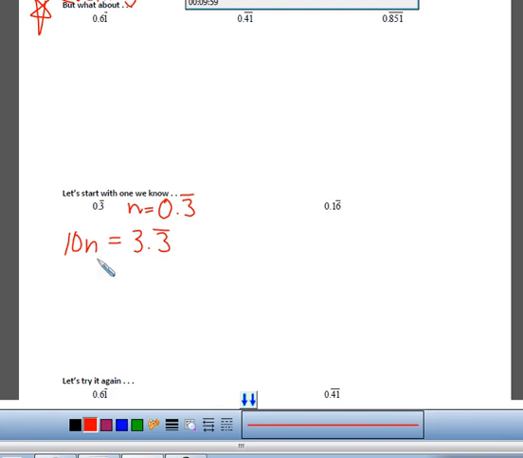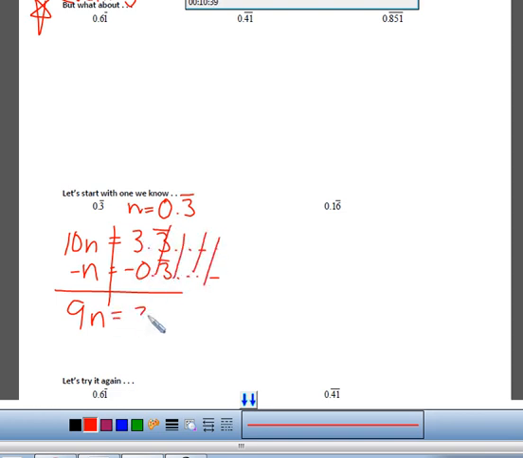Now, I want to get rid of this repeating decimal. N is equal to that repeating decimal, so I'm going to subtract N from both sides. On one side, I'm going to write it as N. On the other side, I'm going to write it as 0.3 repeating, because remember, these are basically equal, right? Now, what's 10N minus N? It's 9N. What's 3.3 repeating minus 0.3 repeating? Well, all these 3's cancel each other out. So we're left with 3 minus 0, or just 3.